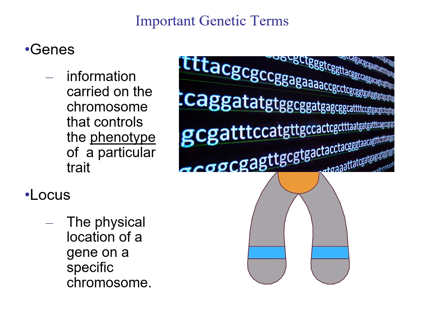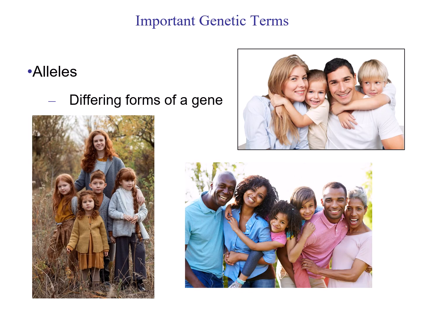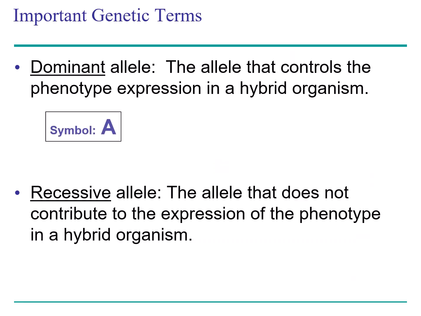Each gene resides at a specific location on a chromosome. This location is referred to as the locus. Genes for a particular trait can occur in many different forms. These different forms are called alleles. Here we see several alleles for the hair color gene. We see red, blonde, brunette, gray. All these are alleles of the hair color gene.